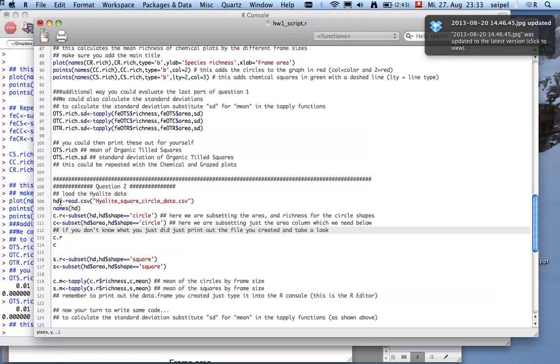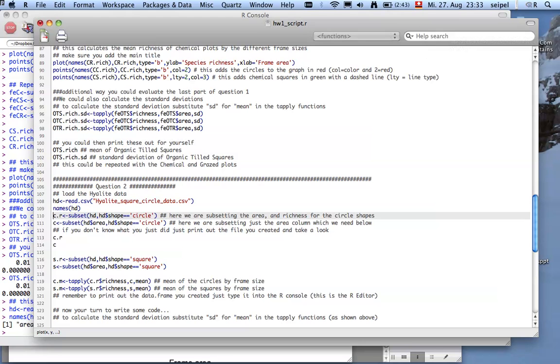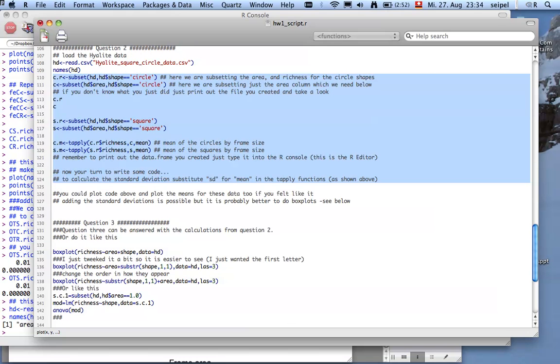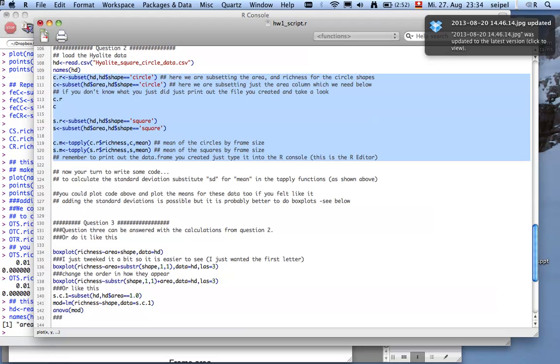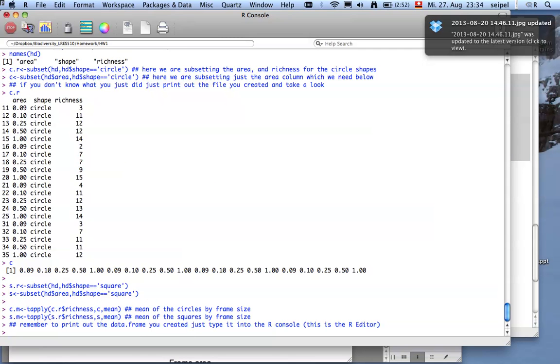So to do that, we'll read in the data like we did before. You can see I got no error. Switch it over, and the names of the columns in this case are area, shape, and richness. And so we want to do it for each one of these. So you can subset and calculate just like we did before. You can see what the data looks like.